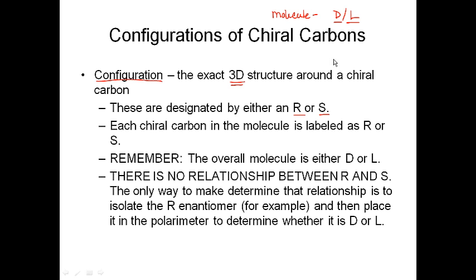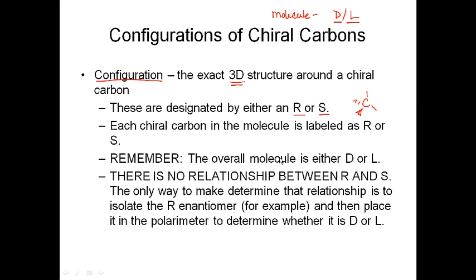Now, how we get R and S, I'm going to leave for Monday's lecture. But I just want to introduce this idea. If I've got a chiral carbon, I'm going to have to be able to tell you whether it's R or S in its configuration. And there's going to be a series of steps in order to determine R or S.